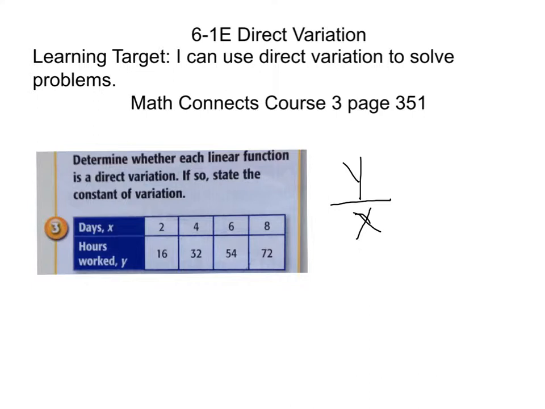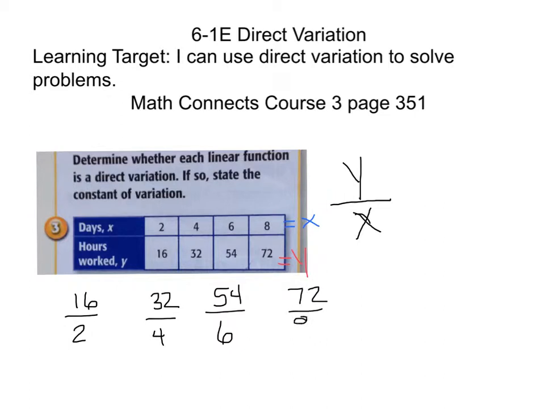So you're going to take each of these values in your y column, and you're going to write them as a fraction over x. Okay? So we'll have 16 over 2, 32 over 4, 54 over 6, and 72 over 8. Now you need to reduce each of those fractions. This would equal 8. This would equal 8. 6 into 54 goes 9 times, and 8 into 72 goes 9.